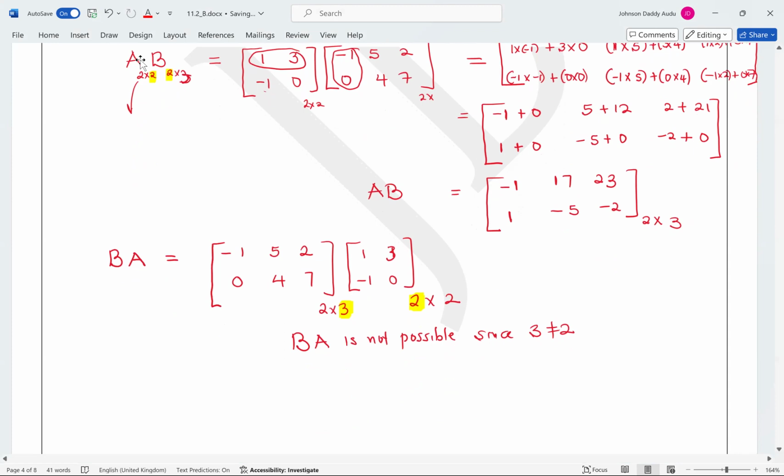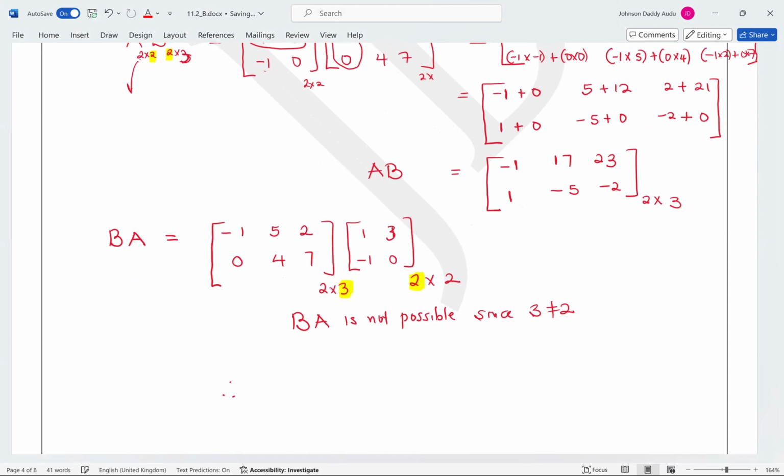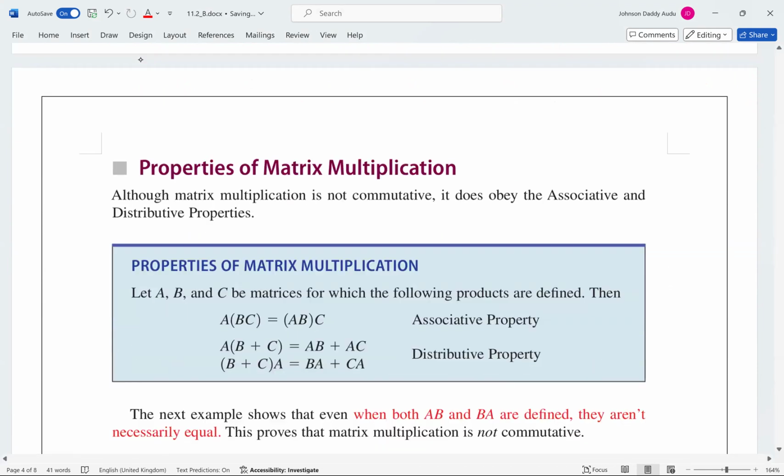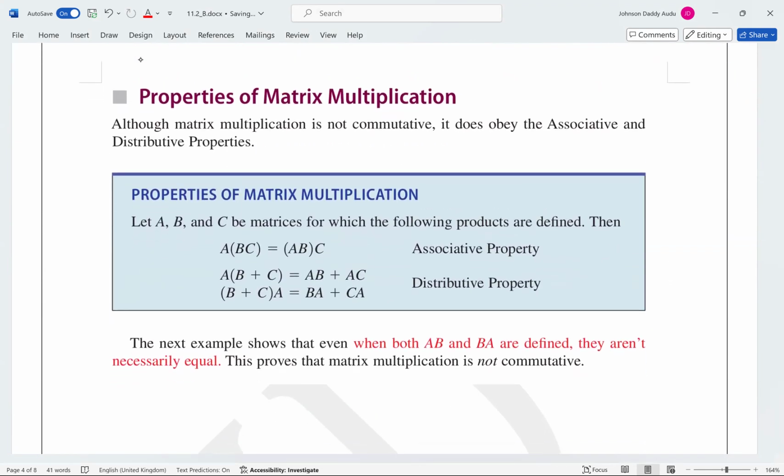So here, what is the lesson? It simply means that we can see that AB is not necessarily the same thing as BA. In other words, we can say that matrix multiplication is not commutative. So this is what we are discussing here, the properties of matrix multiplication. We have to take note: if you are multiplying matrices, the order is very important, whether you are multiplying from the left or from the right.